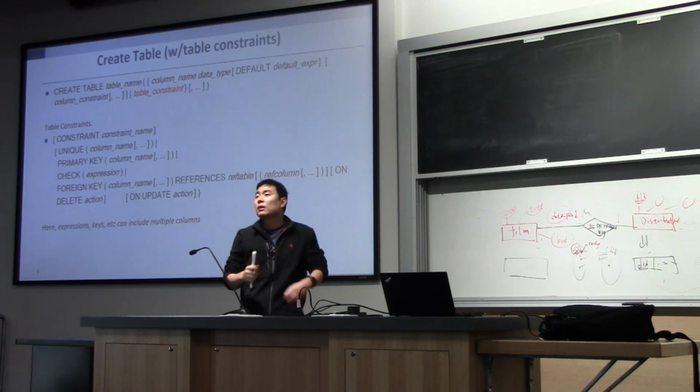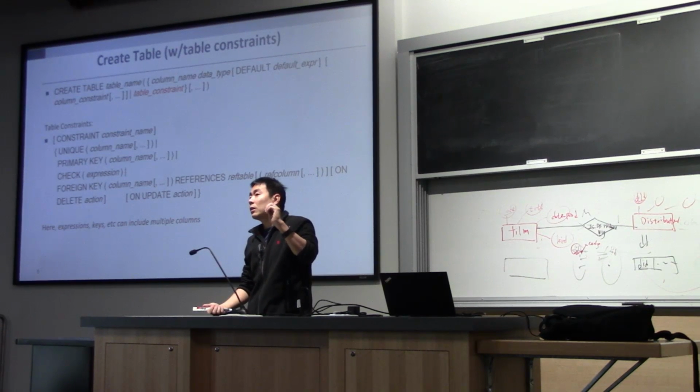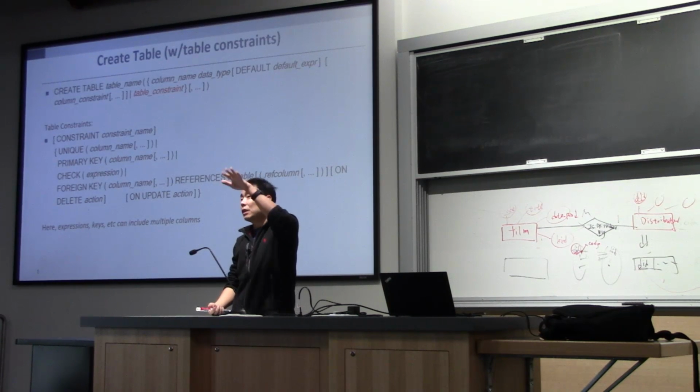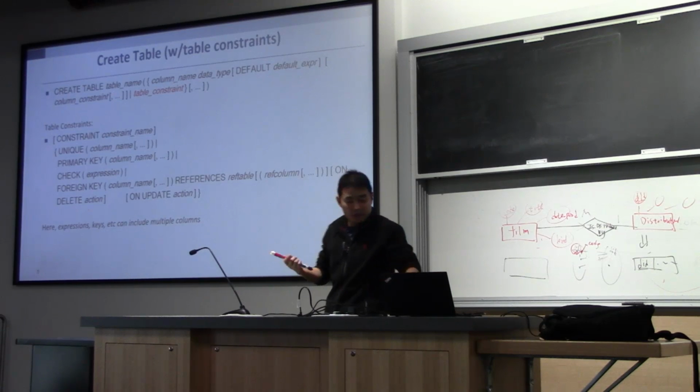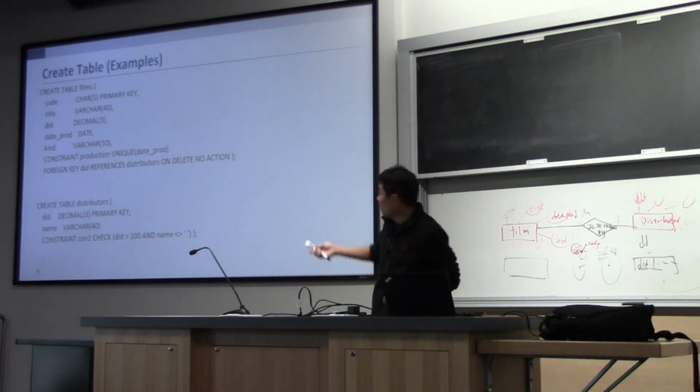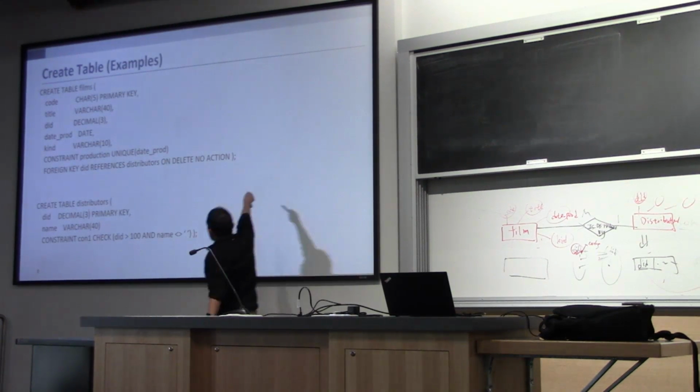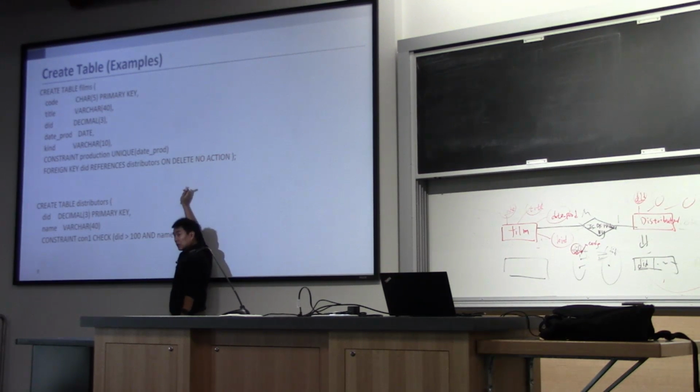Go ahead. Is the default no action? Can you speak louder? Oh, it's a default no action. Yes, the default is no action. If you don't specify anything for the foreign key referential integrity constraint, the default is that.